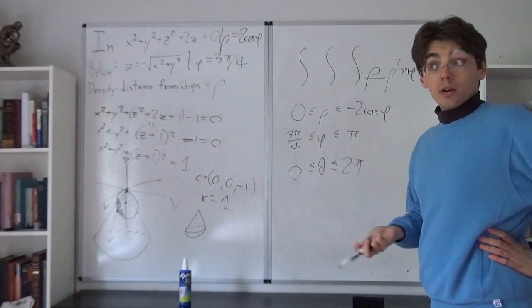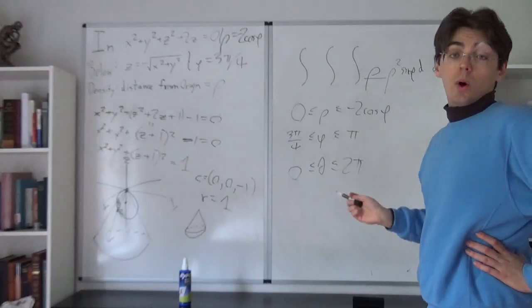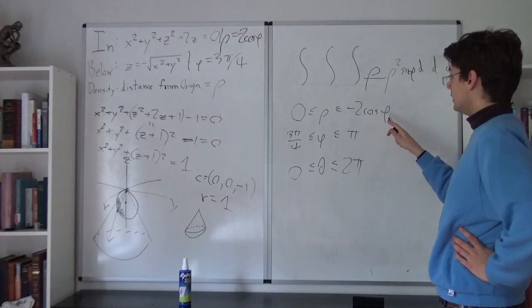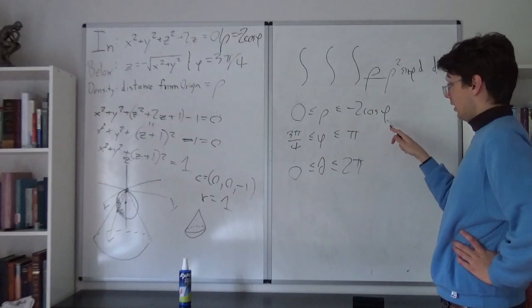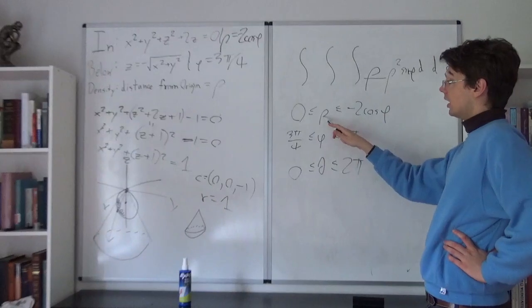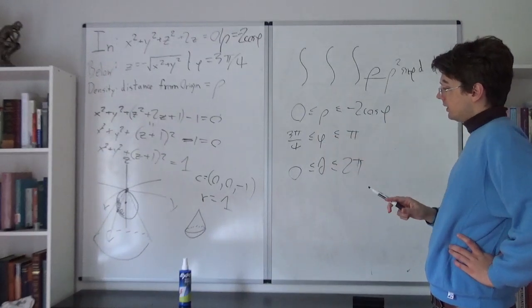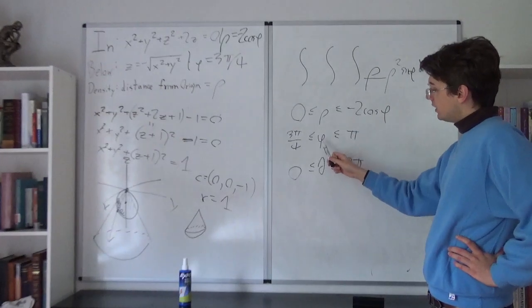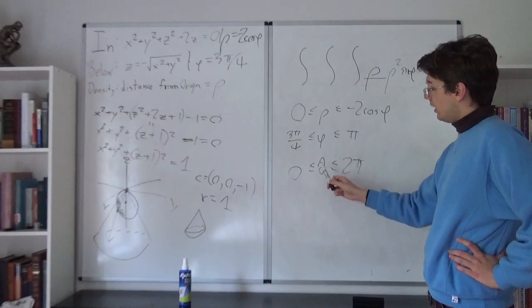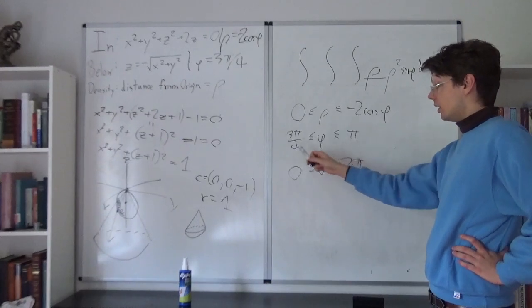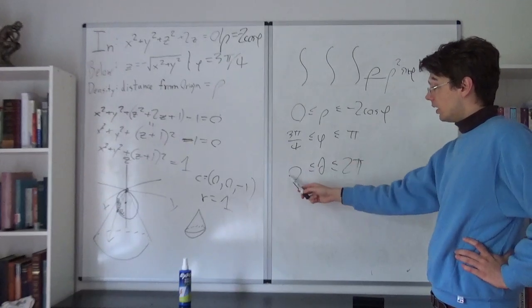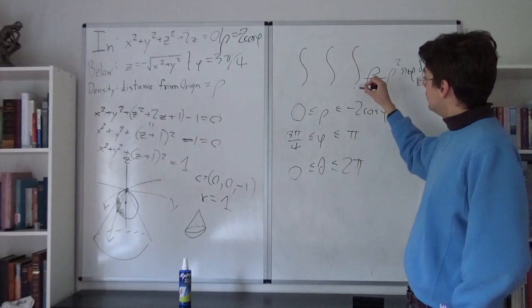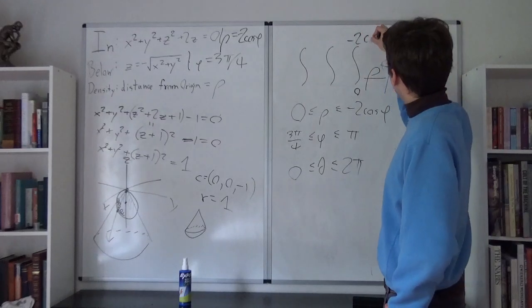Now, how do you figure out order? You figure out order by what depends on what. So let's see, rho. Is it dependent on anything? Yes, it is dependent on phi. So that means rho has to come before phi. Is anything dependent on rho? Is theta dependent on rho? No. Is phi dependent on rho? No. So that means rho can very happily go first: 0 to -2 cosine phi.